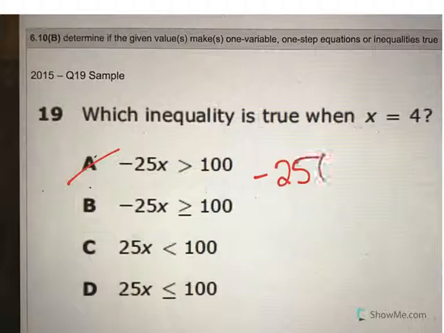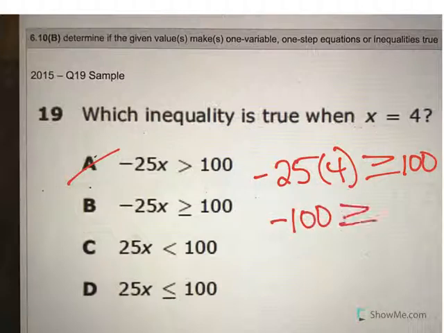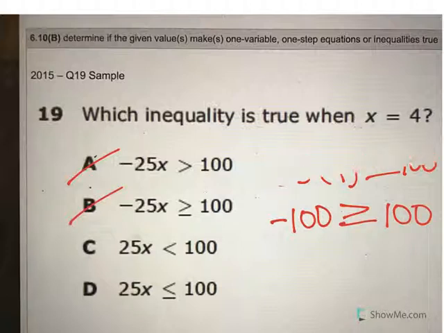Let's try B. Negative 25, I don't have a really good feeling about this one, is greater than or equal to 100. Negative 25 times 4 is negative 100. And so we have to ask, is negative 100 equal to 100? No. Is negative 100 greater than 100? No. Can't be B.